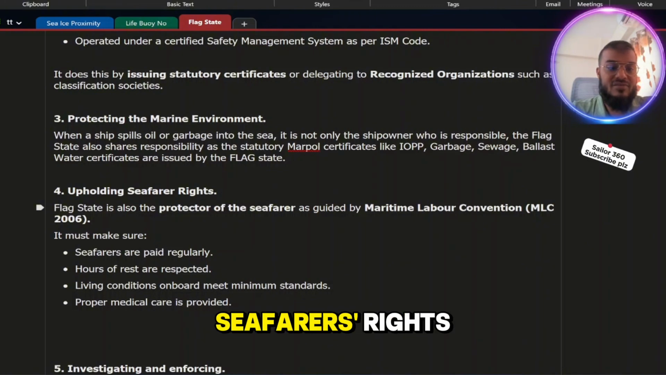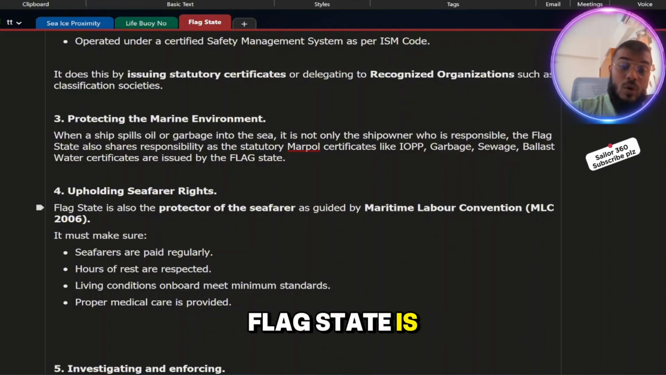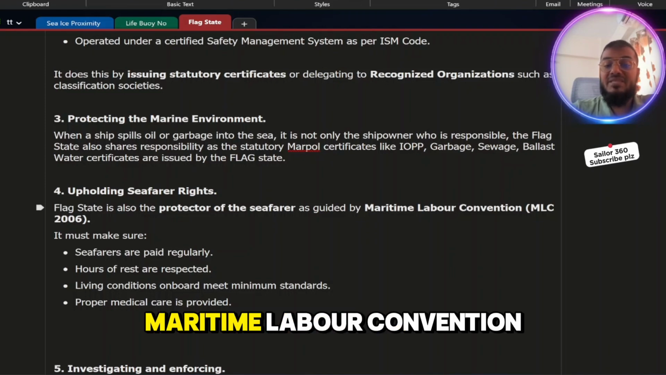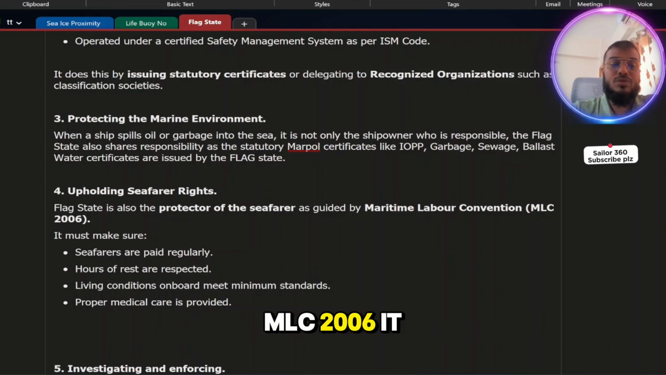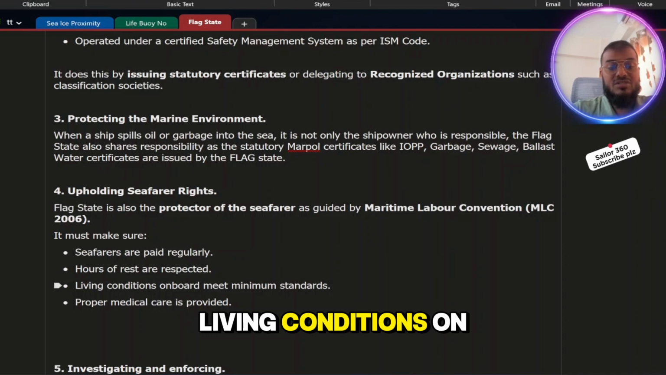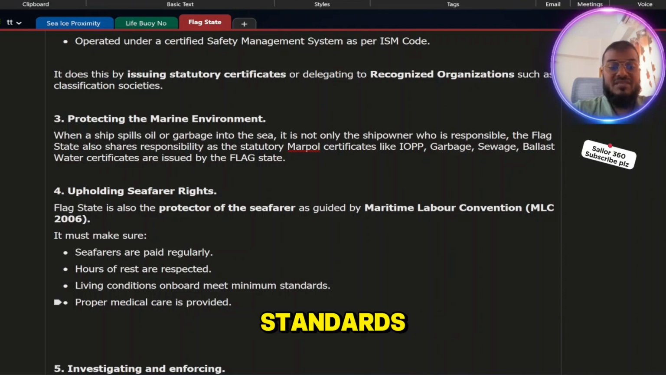Number 4. Upholding seafarers' rights. The flag state is also the protector of the seafarer, as guided by the Maritime Labour Convention, MLC 2006. It must make sure seafarers are paid regularly, hours of rest are respected, living conditions on board meet minimum standards, and proper medical care is provided.